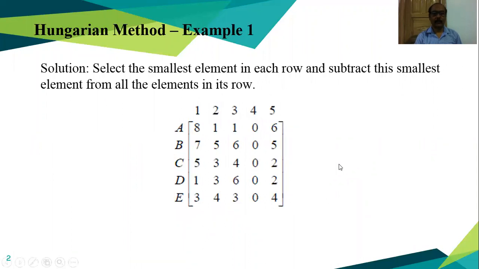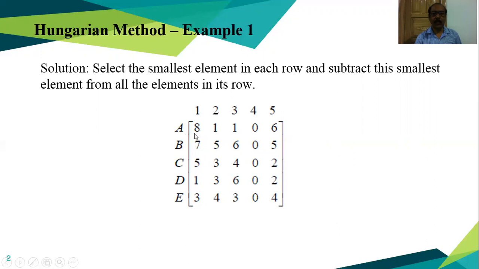Now the solution. First is the row operation. First operation is known as the row operation. So row wise, first we have to select the minimum element and subtract it from each and every element. Now see here, each and every row has a 0 element. That means for the row operation we need not do anything. So after the row operation we will get the same modified matrix.